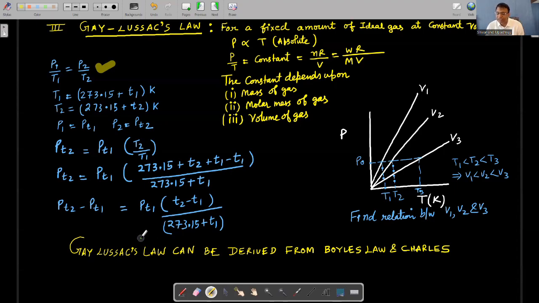Another important point is that this Gay-Lussac's law can be derived with the help of Boyle's law and Charles' law. With the help of Boyle's law and Charles' law, we can derive Gay-Lussac's law.